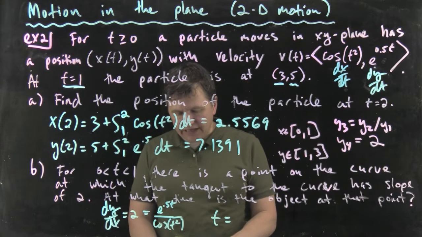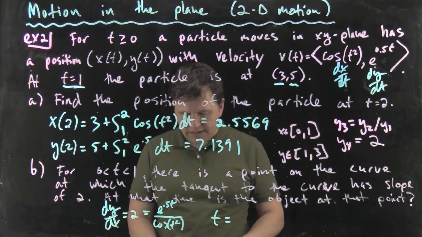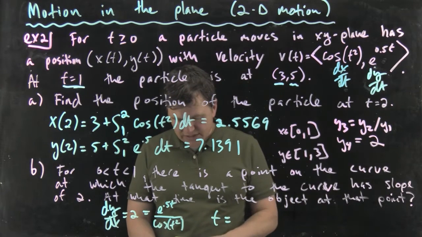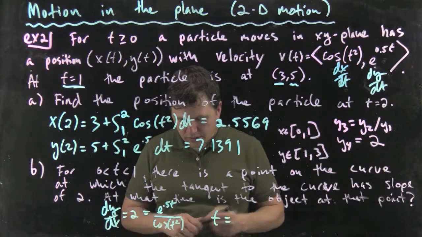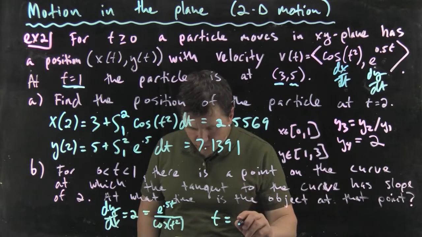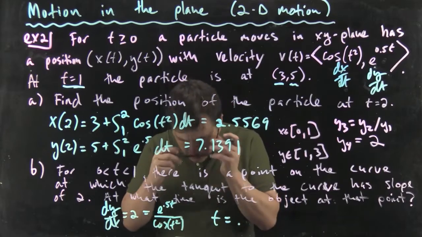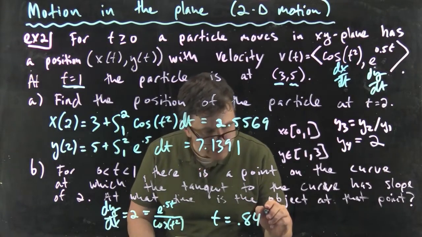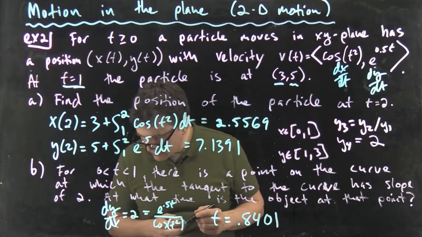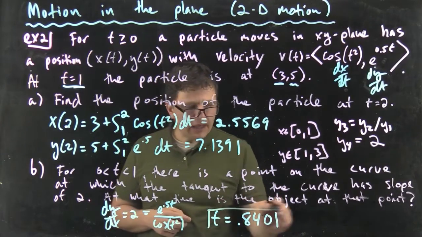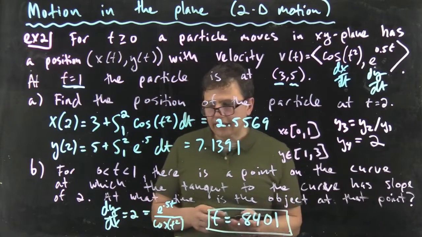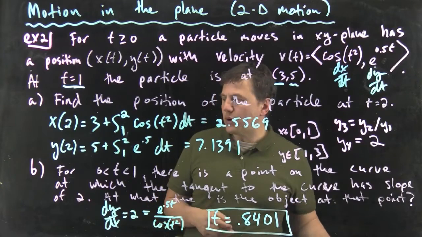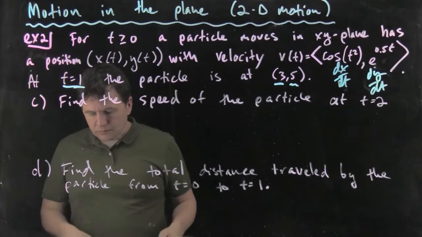All right, so second calc, intersect, first curve, second curve, and our guess, I don't know, 0.75. And what we get is t equals 0.8401. Okay, and that is our t. All right, so that's parts A and B. Let's move on to parts C and D.